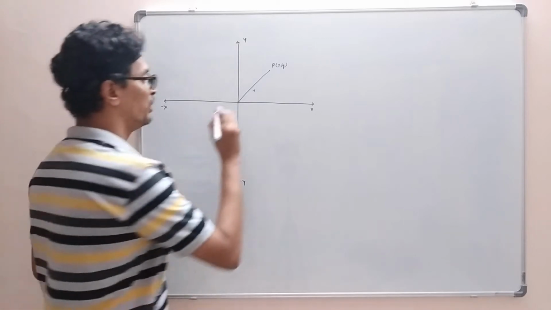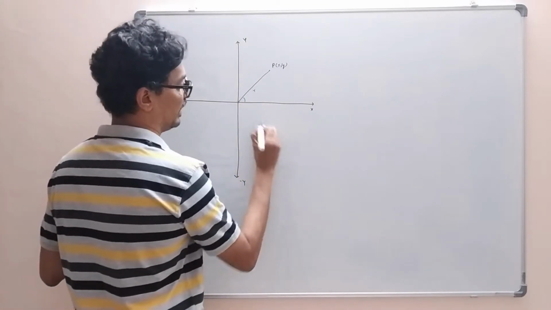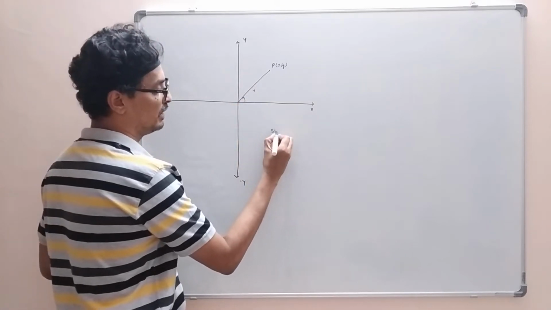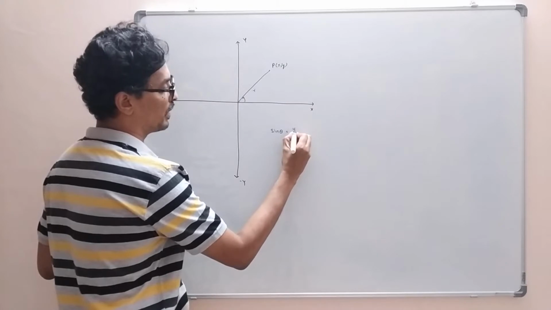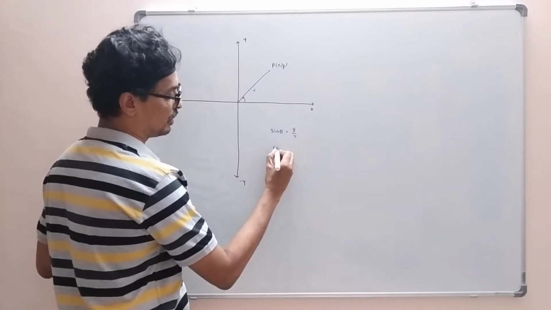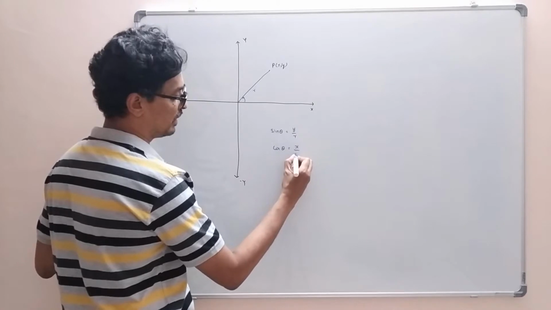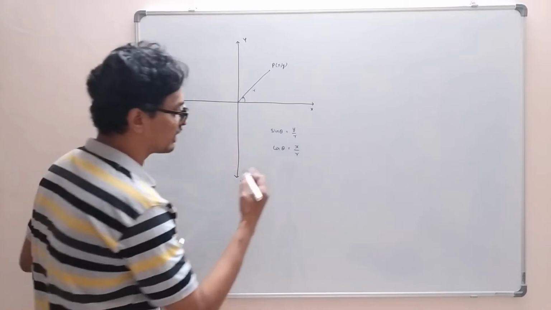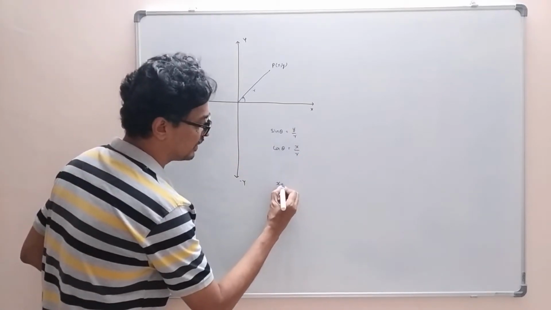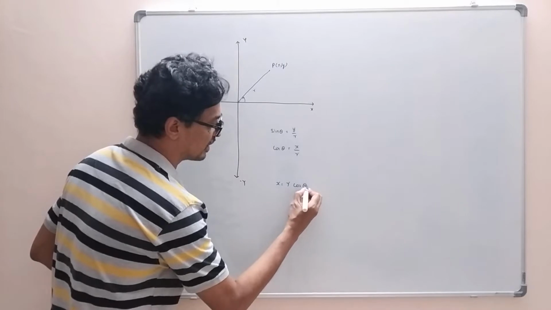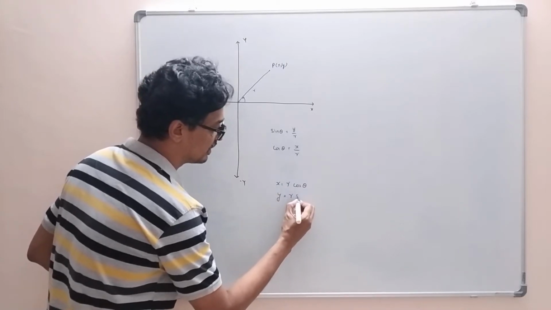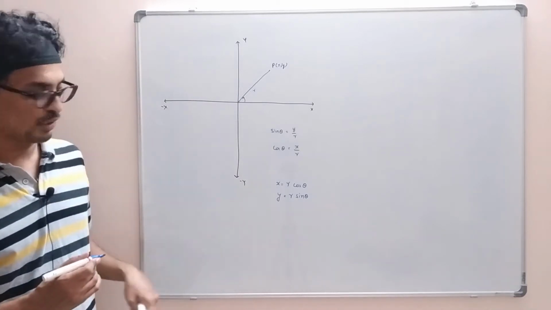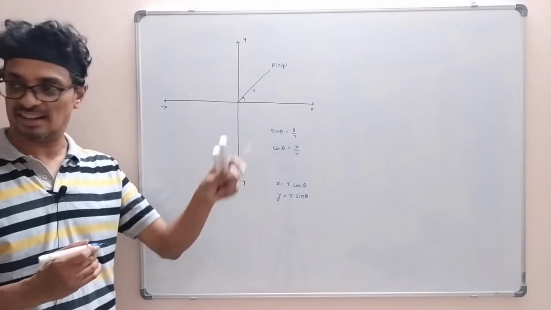Then we know sine theta. Now this is not a unit circle. So then we know sine theta is equal to y by r and cos theta is equal to x by r. Therefore, from here I can write x equal to r cos theta and y equal to r sine theta. So now in the place of x and y, I can always use r and theta.